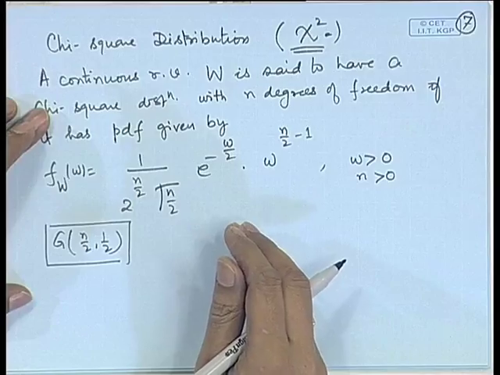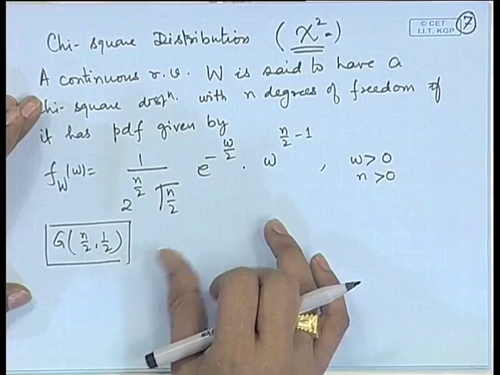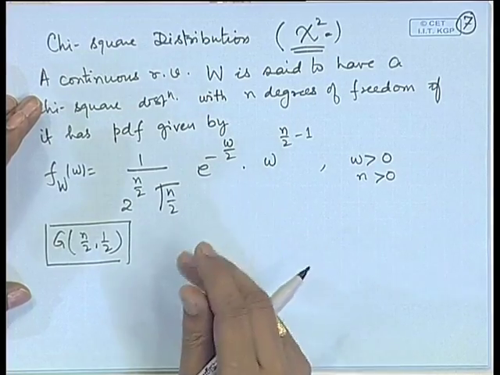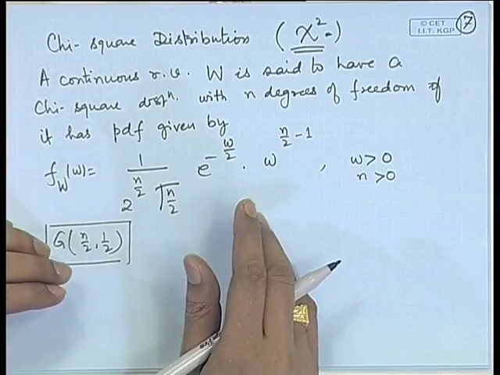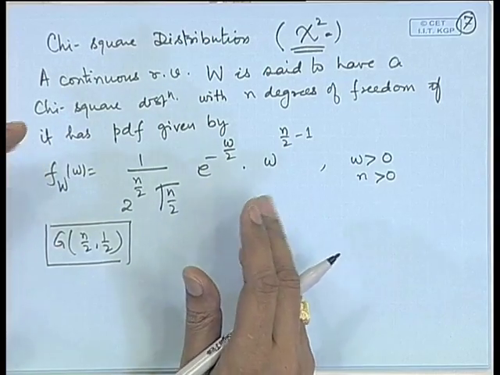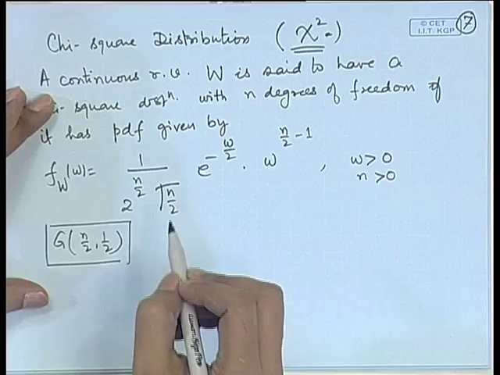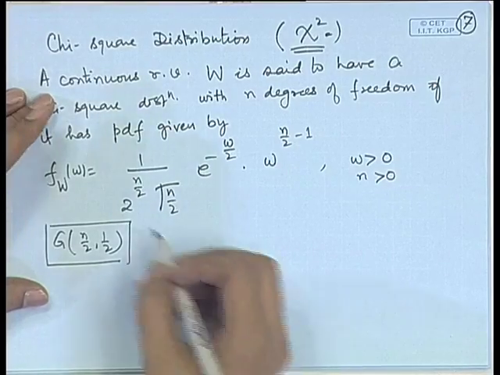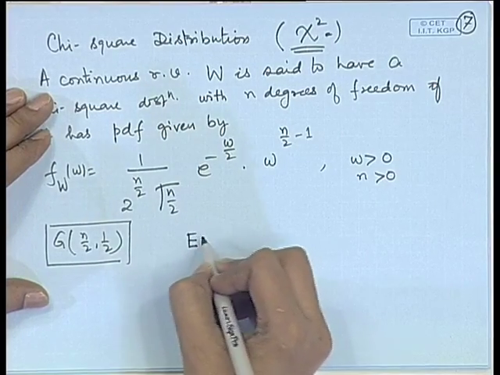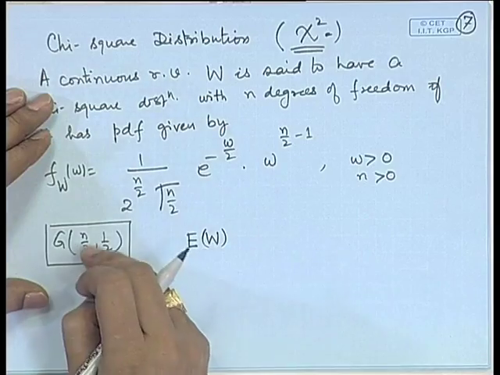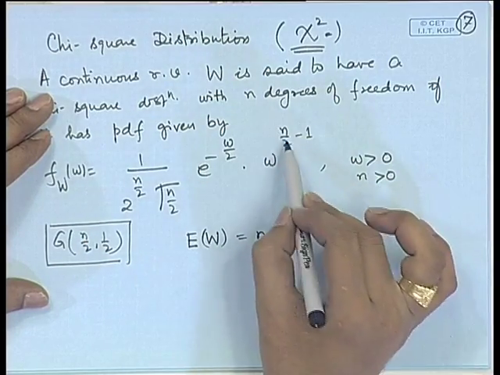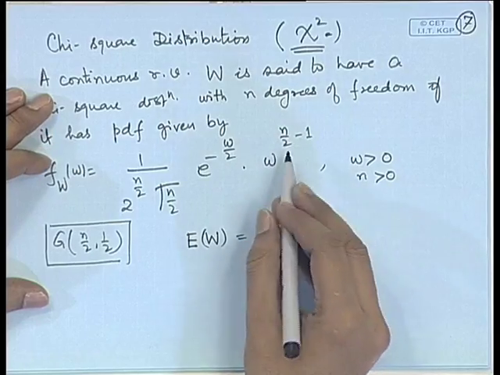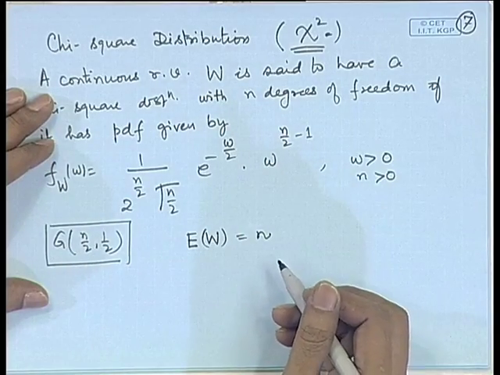So, why are we calling it a sampling distribution? We will show that this distribution arises in sampling from a particular population. That means, we have a certain characteristic for which this will be the distribution. Before doing those things, let us look at the usual characteristics like mean, variance and other things. Since it is a gamma distribution, we already know the mean, it will be n by 2 divided by 1 by 2, that is equal to n. So, the term which we are calling degrees of freedom is actually the mean of the chi-square distribution.